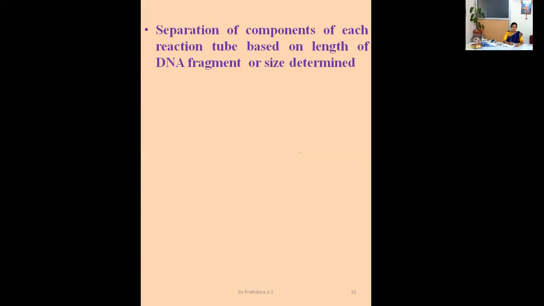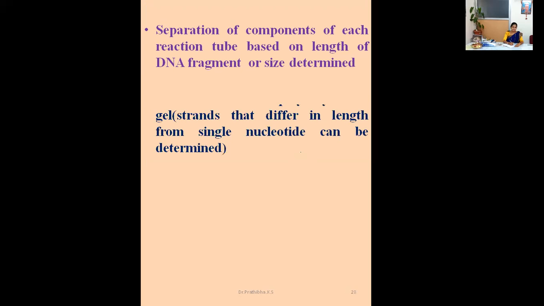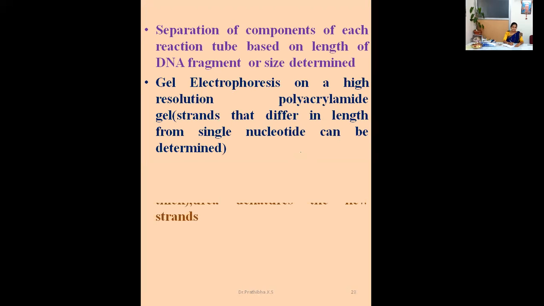So next, once the reaction tube incubation time is over, what are we going to do? We are going to separate the components of each reaction tube based on the length of the DNA fragments, or size, which is determined through gel electrophoresis. The gel electrophoresis will be done on a high resolution polyacrylamide gel, where we can differentiate strands that differ in length by a single nucleotide.